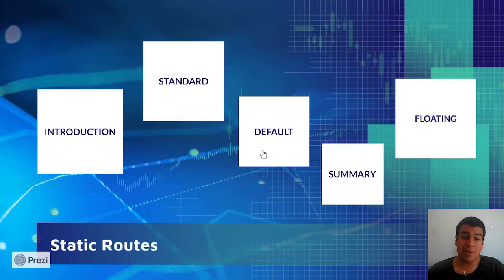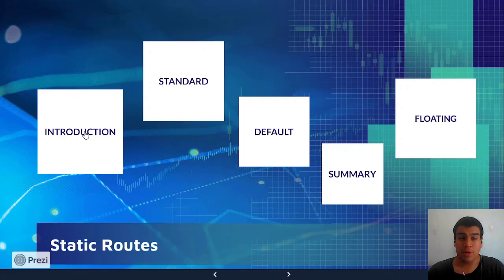Today, we're gonna talk about static routes. We're gonna look at a brief introduction to all four kinds of static routes, being those the standard, default, summary, and floating static route.